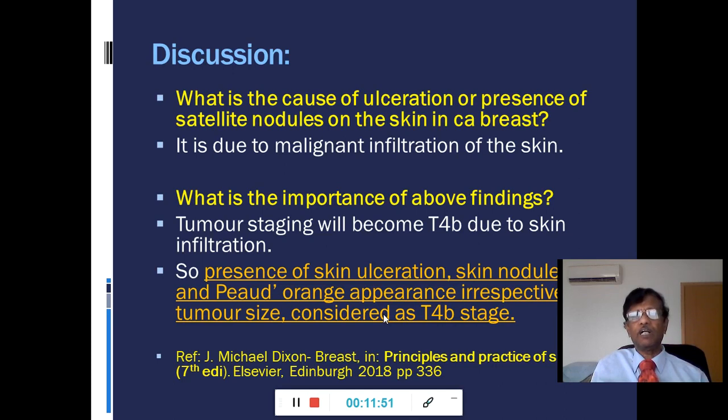What is the cause of a ulceration or the presence of satellite nodules on the skin in carcinoma breast? It is due to malignant infiltration of the skin. Right. What is the importance of the above findings? Tumor stage becomes T4B. Tumor staging will become T4B due to the skin infiltration. So presence of skin ulcerations, skin nodules, peau d'orange appearance, irrespective of the tumor size, is considered as T4B stage.